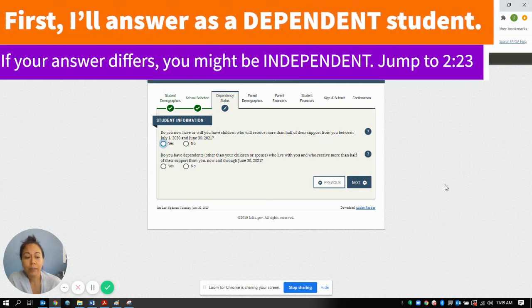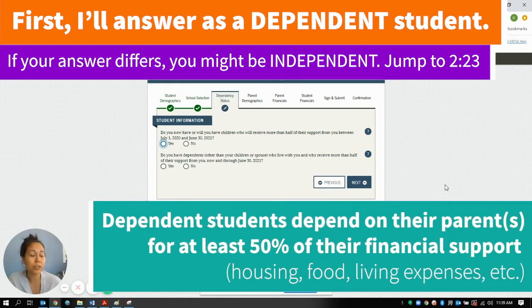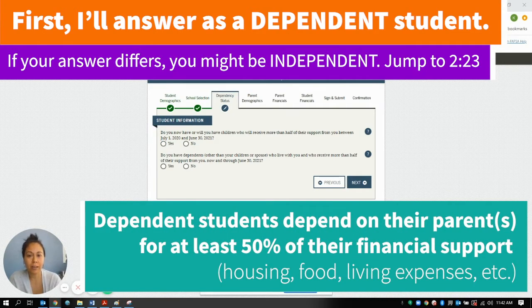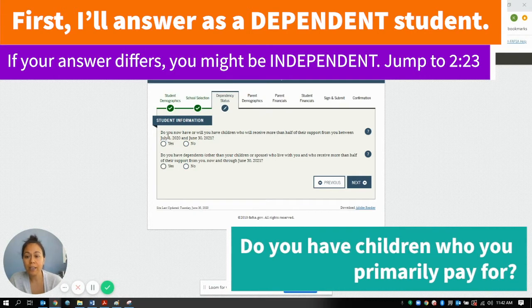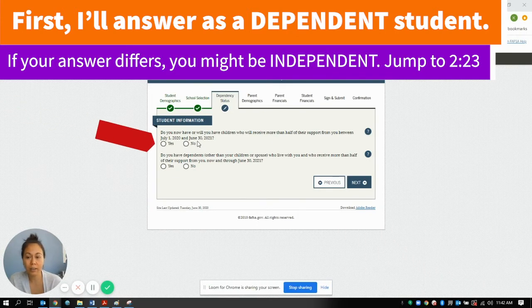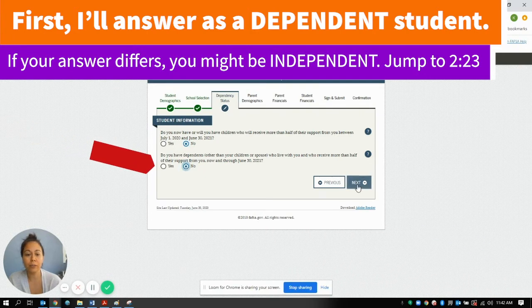First, I'm going to go through this section for dependent students. These are students who depend on a parent or guardian for their support. Support meaning housing, food, healthcare, those sorts of living expenses. The first question is asking if you have children who will receive more than half of their support from you. In the case of a dependent student, the answer would be no. The next question is asking if you have other people who depend on you for their support, 50% or more. We're going to say no.